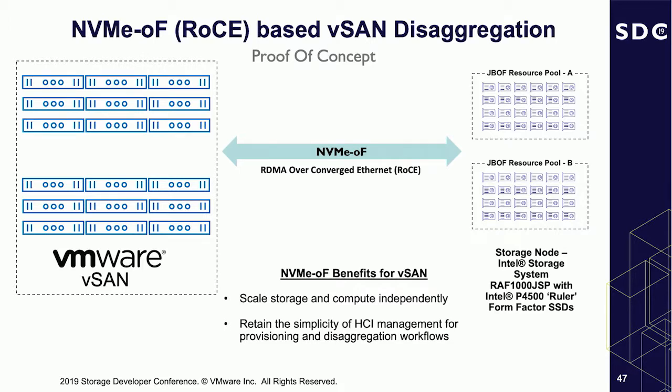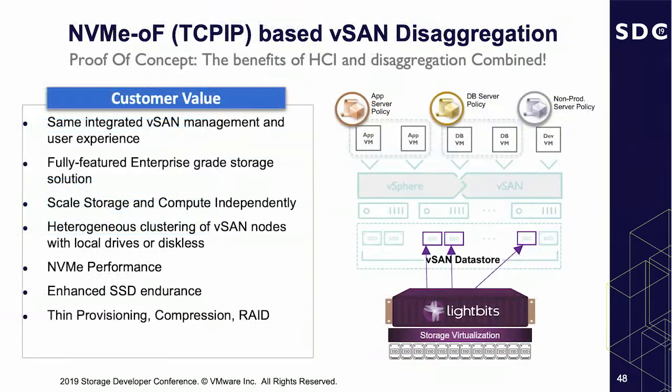This one was done with the RAF 1000 GSP JBOFs. It shows how you can scale storage and compute independently. This proof of concept was shown at VMworld a couple of years ago. In a similar vein, Lightbits did a proof of concept on ESX, again with vSAN disaggregation over TCP/IP, with the same benefits of how customers can scale.